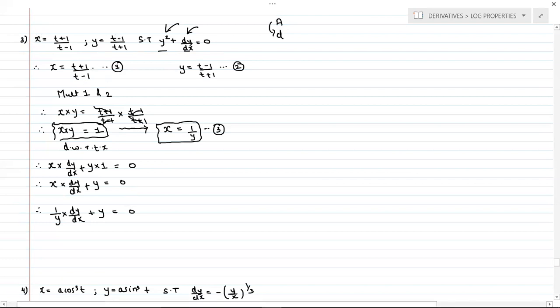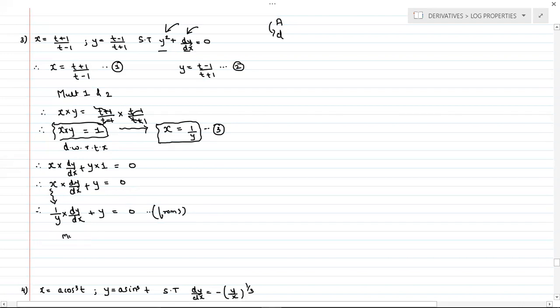So what I did: I started by giving equation number 1 and equation number 2. I multiplied equation number 1 and equation number 2, where I eliminated the t plus 1 and t minus 1 section. After that, I did the derivative with respect to x, where we saw we got x also. As per the show that, we don't want x also. So I prepared one value with respect to x and gave this as equation number 3. From equation number 3, I replaced the value of x by 1 by y.